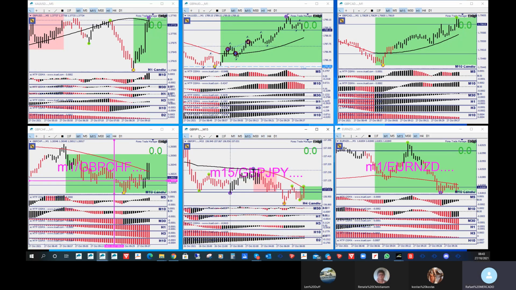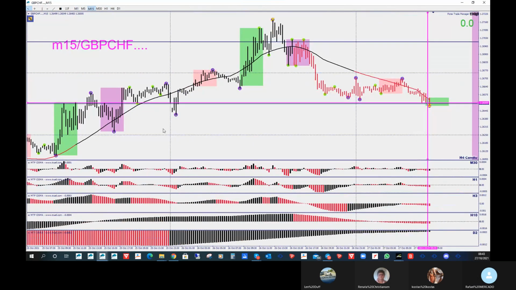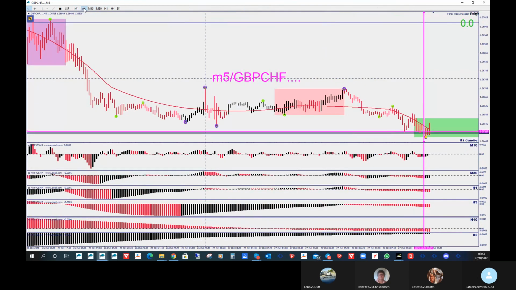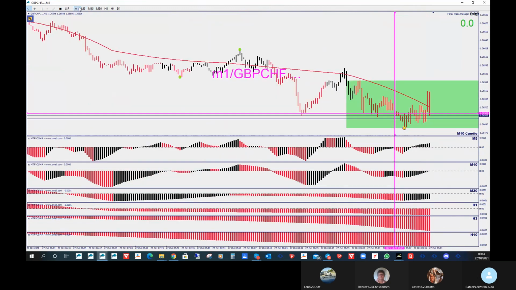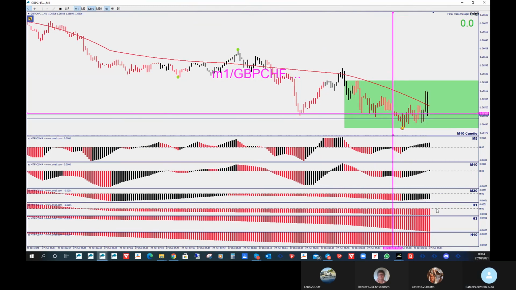Yeah, the pound pairs are all doing the same. Pound Swiss is quietly setting up, very good also for long. We have the 30 minutes to change color, so we're going to have the 1 hour. So we are making the low of the session.